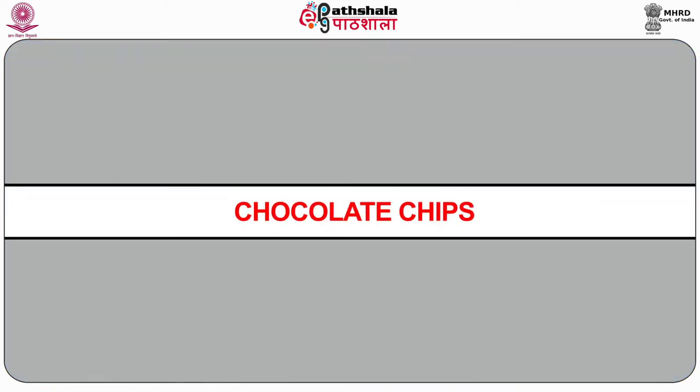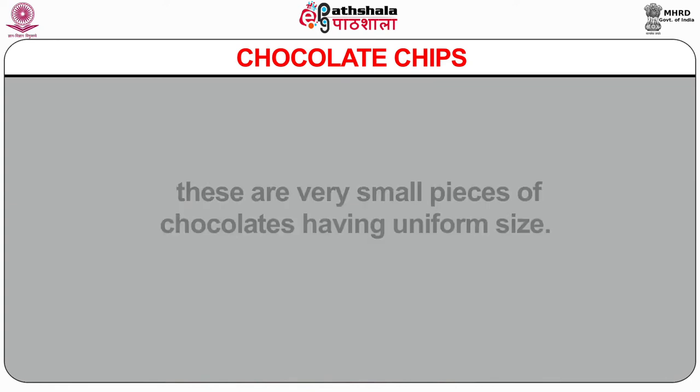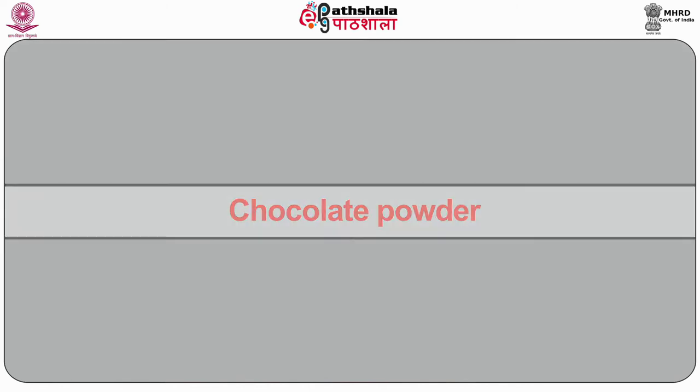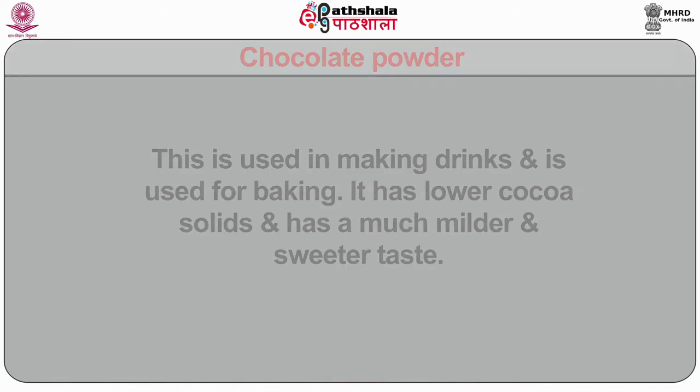Chocolate chips. These are very small pieces of chocolate having uniform size. They contain fewer cocoa solids than ordinary chocolate and are in dark, milk and white flavors. Chocolate powder. This is used in making drinks and is used for baking. It has lower cocoa solids and has a much milder and sweeter taste.